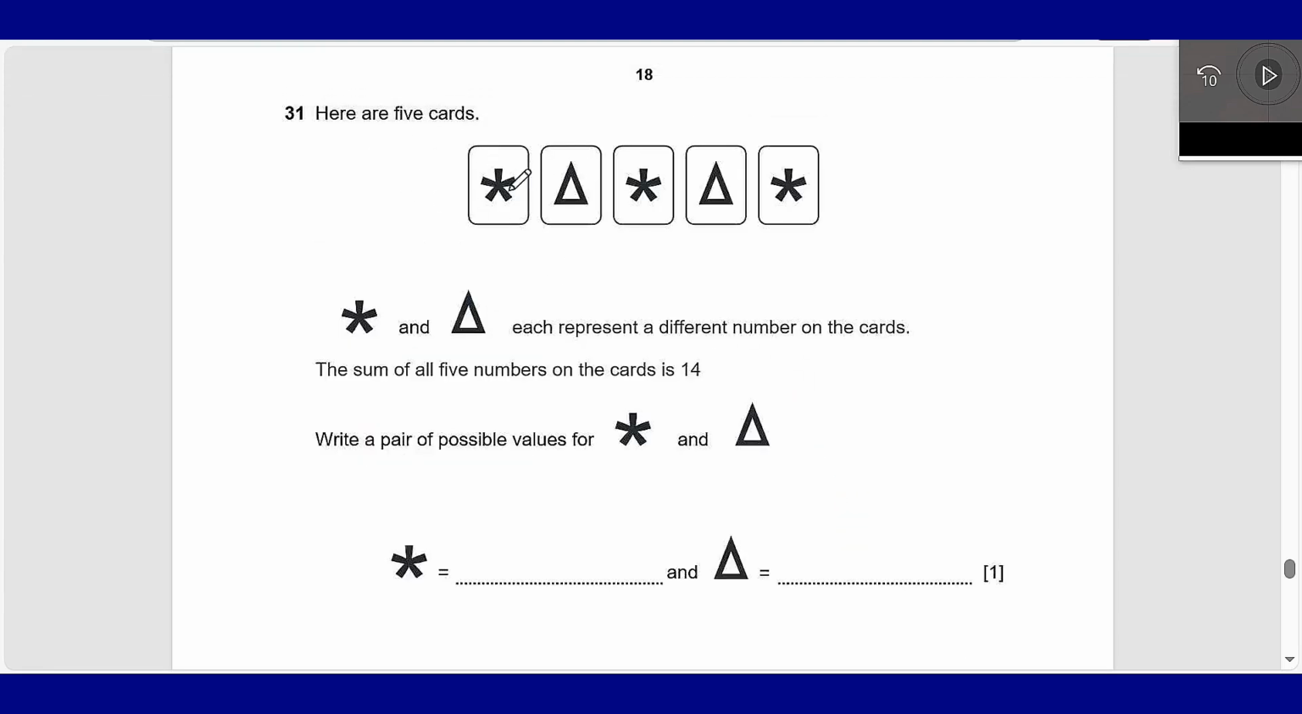Here are 5 cards. This is an asterisk and a triangle. Each represent a different number on the cards. The sum of all 5 numbers on the cards is 14. Write a pair of possible values of asterisk and triangle. Time given.